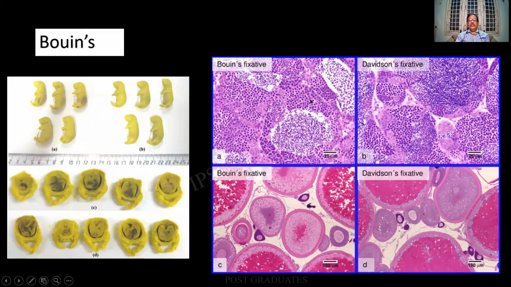Bowen's fixative, look at the clarity. I'm able to see the different zones over here when compared with Davidson's fixative. These are all different ones. So people have been experimenting over the years and ultimately arriving at an ideal fixative under the correct circumstance.